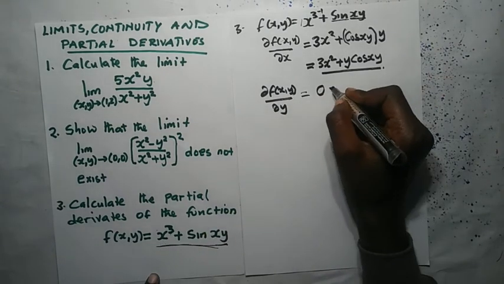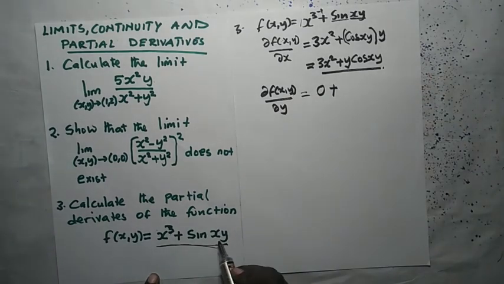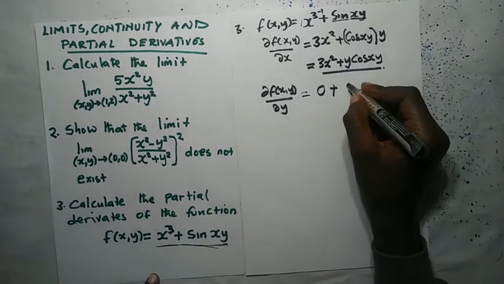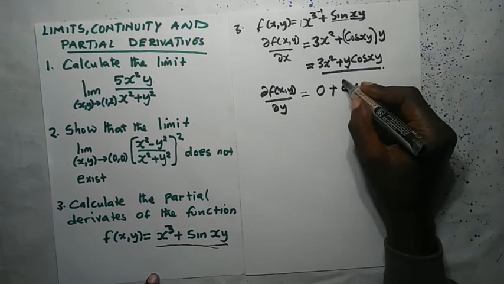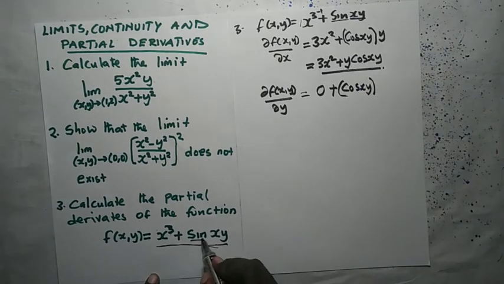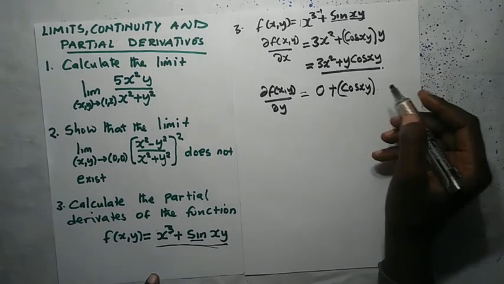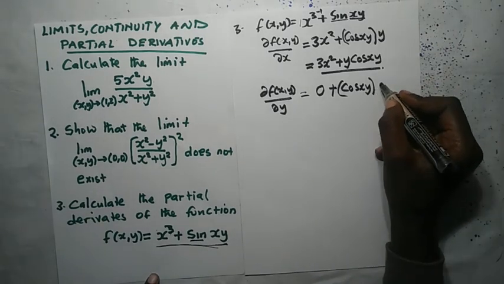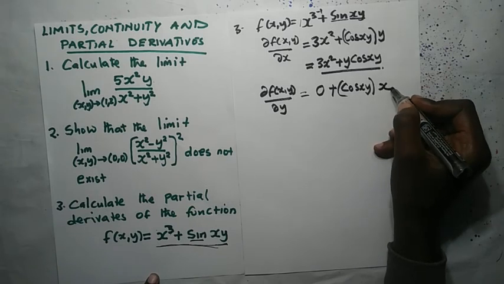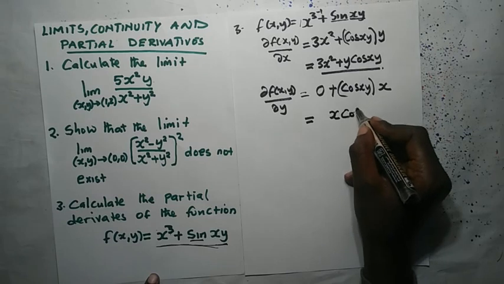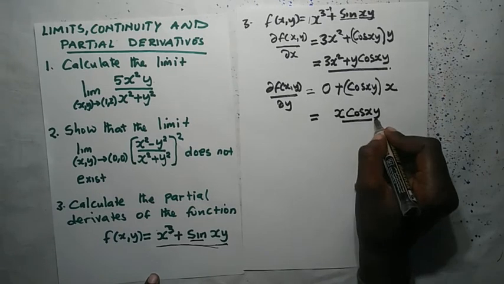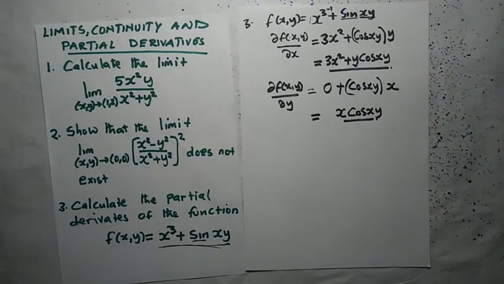Plus, here the sine will be differentiated because the x and the y are being multiplied. So we are going to have cos xy, and then after differentiating the sine, we can differentiate xy with respect to y. So we are just going to have x. And so this function is going to be x cos xy. And this is our lesson for today.